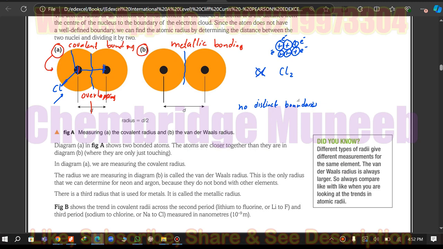Increase down the group. Very good. To be about the same or slightly less across the period. Slightly less across the period means what? Like it will be decreasing or increasing? Decreasing. Very good. Why is it so?